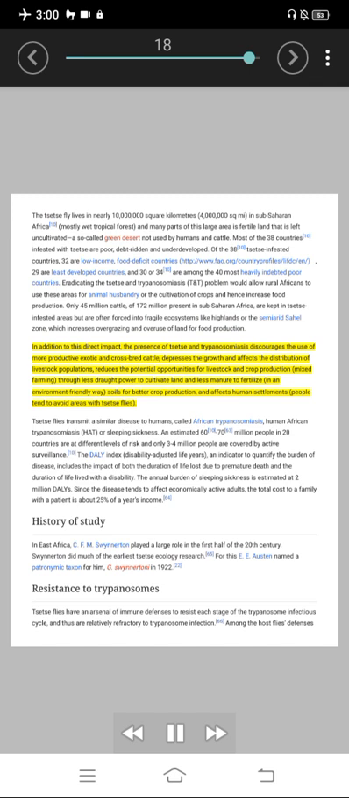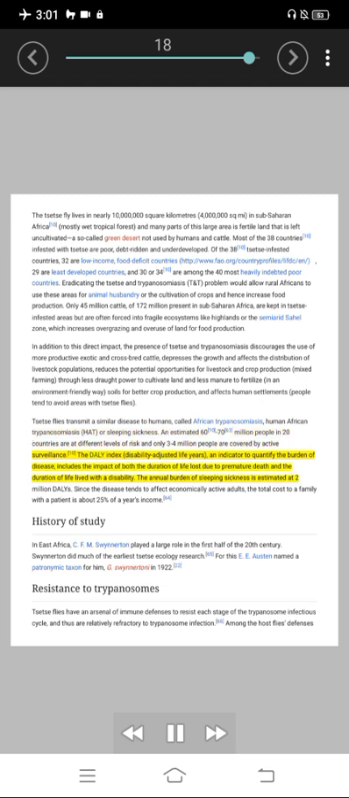People tend to avoid areas with tsetse flies. Tsetse flies transmit a similar disease to humans, called human African trypanosomiasis, HAT, or sleeping sickness. An estimated 63 million people in 20 countries are at different levels of risk, and only 3 to 4 million people are covered by active surveillance.